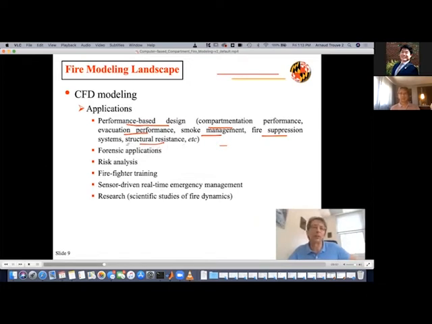In addition to this, a lot of applications of CFD are directed towards forensic studies, the effort to reconstruct past fire accidents and to understand the mechanisms that led to the accident. And it's a tool that is widely used by researchers like myself to increase our understanding of fire behavior.